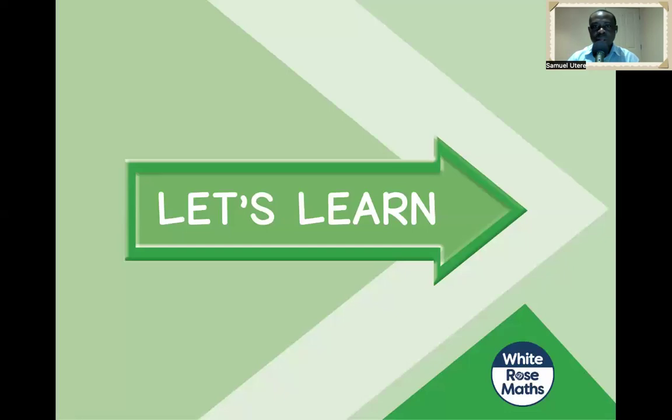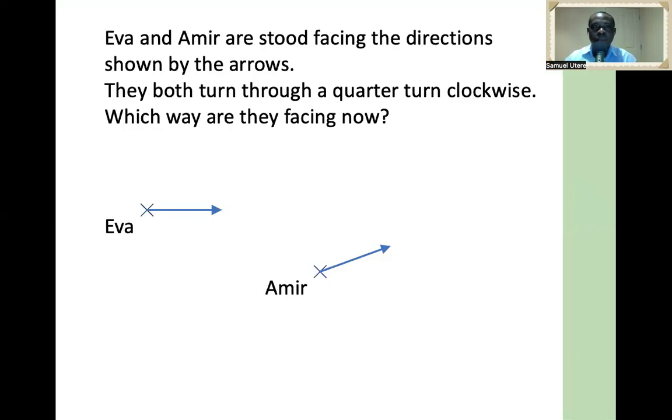Okay, let's do our learning for today. Eva and Amir are stood facing the directions shown by the arrows. They both turn through a quarter turn clockwise. Which way are they facing now? Have a think.